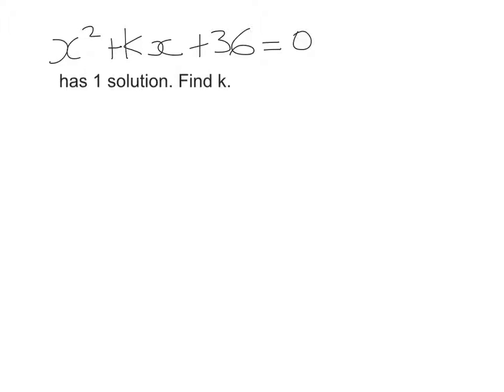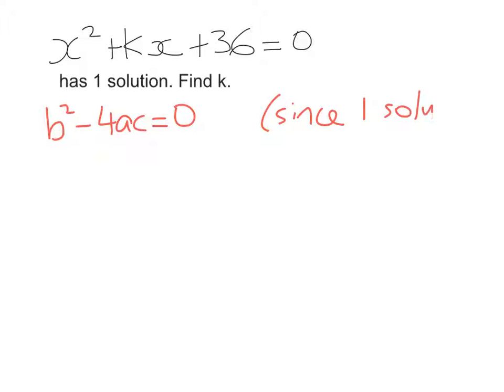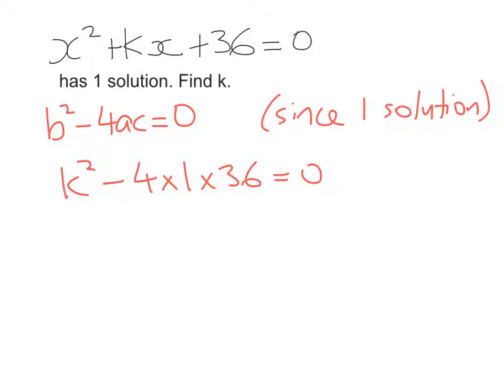Right, next one, slightly different. This equation has one solution, find k. So we know that b squared minus 4ac must equal 0, since one solution. So we have k squared minus 4 times 1 times 36 is equal to 0. Right, let's take a look. We've got k squared is equal to 144.